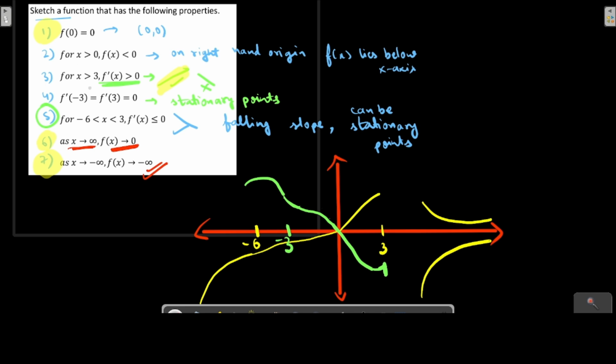Now it says when x is greater than 3, f dash is a rising slope. So it will be like this, and it touches your x axis, right? It's like this. So this is taken care of. So this is not there. This yellow part is being erased. And this is not there. This is also not there.